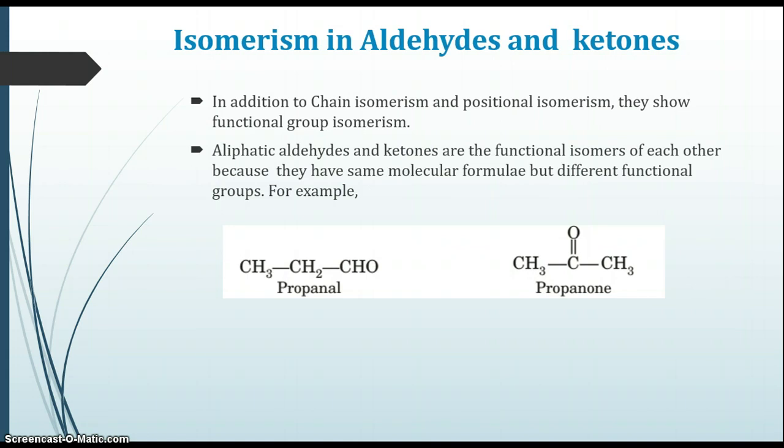Isomerism in aldehydes and ketones. In addition to chain isomerism and positional isomerism, aldehydes and ketones show functional group isomerism. Aliphatic aldehydes and ketones are the functional group isomers of each other. As you can see in the example, propanal and propanone both have molecular formula C3H6O. Both have molecular formula similar, but as you can see from their structures, they have different functional group. One is aldehyde and the second one is ketone.